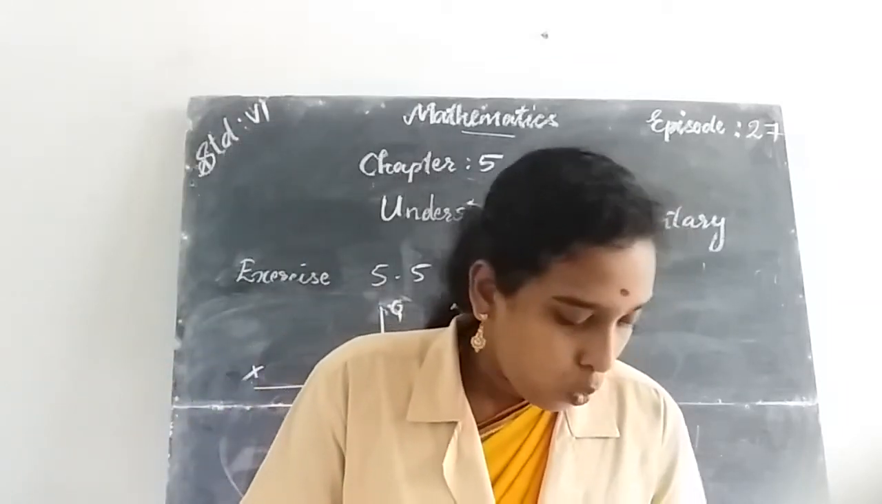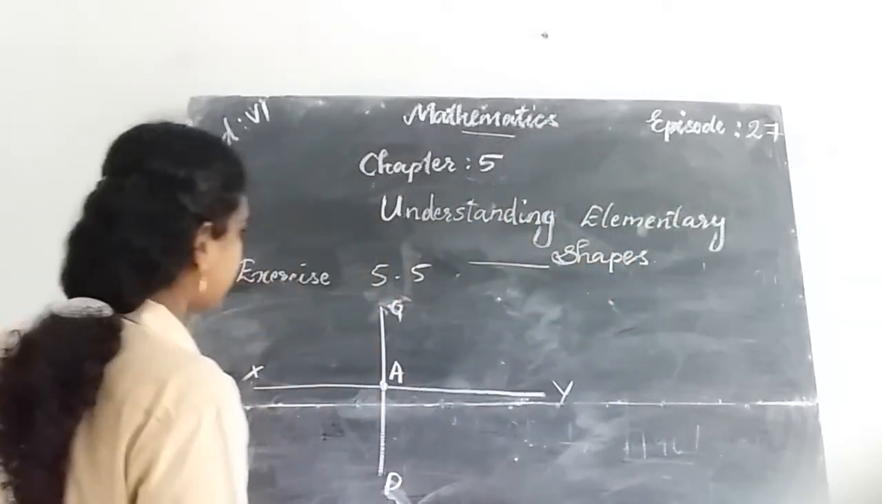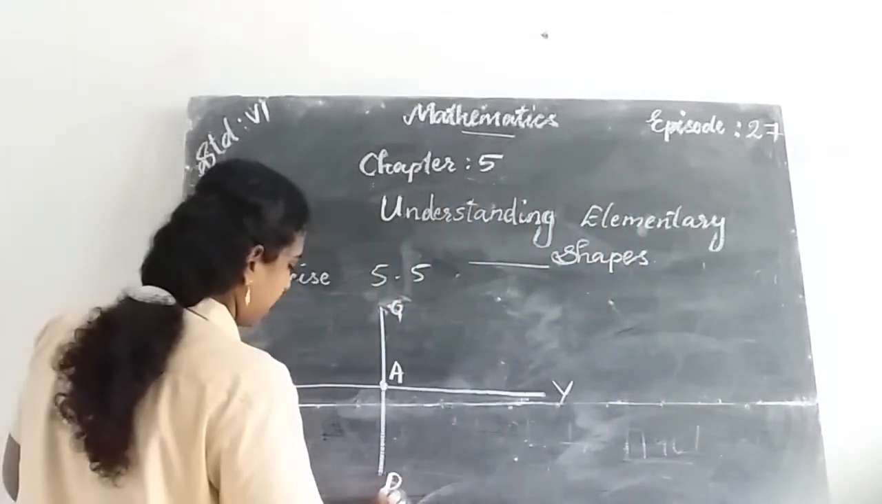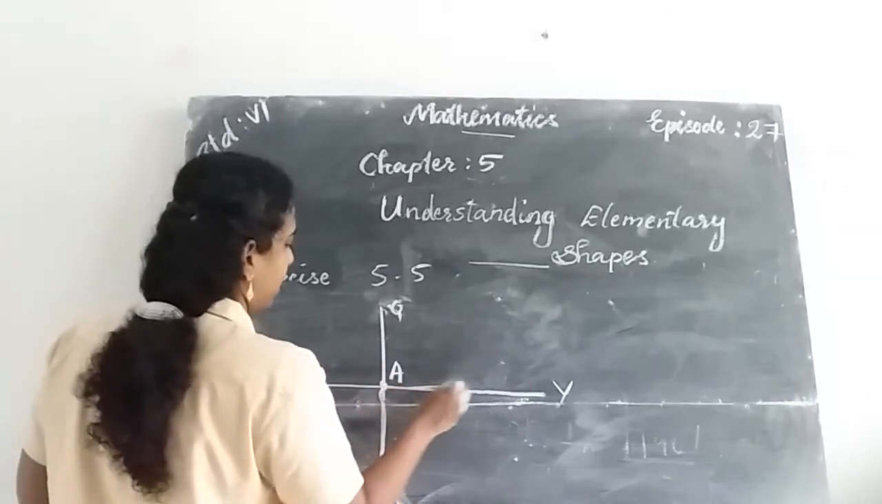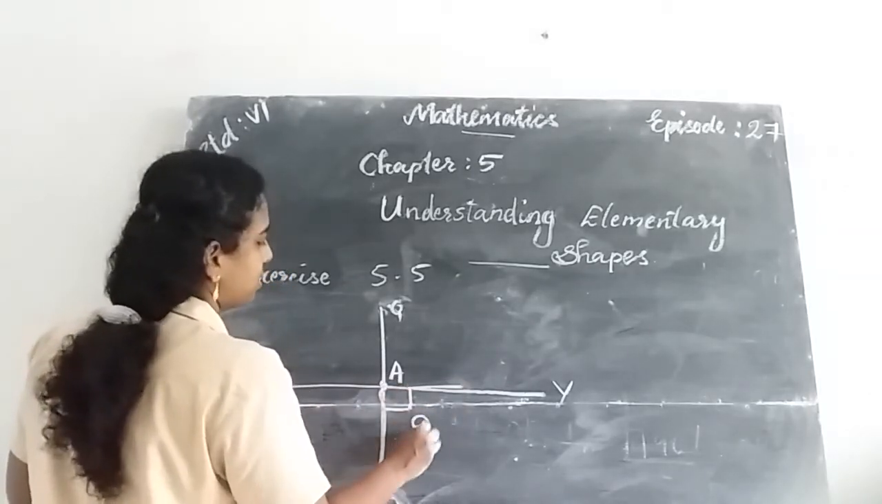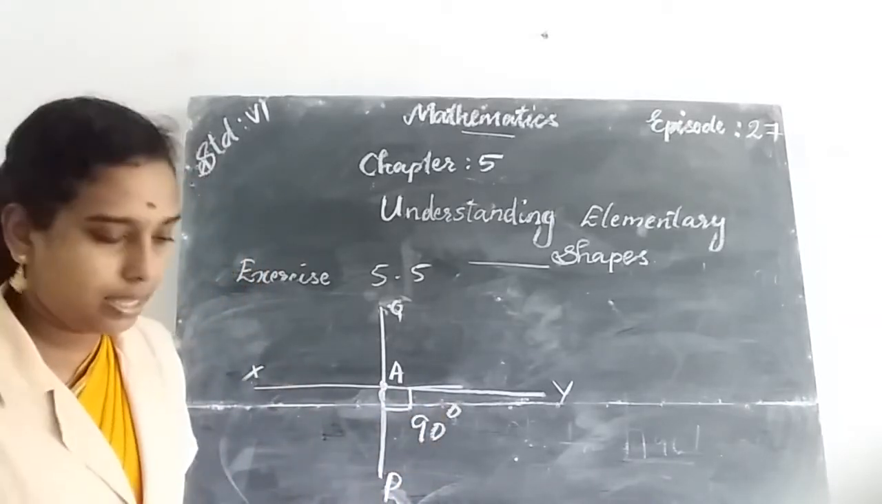Then the question: what is the measure of angle PAY? So which is the angle PAY? Yes, we have PAY, and this angle measures 90 degrees. The right angle measures 90 degrees.